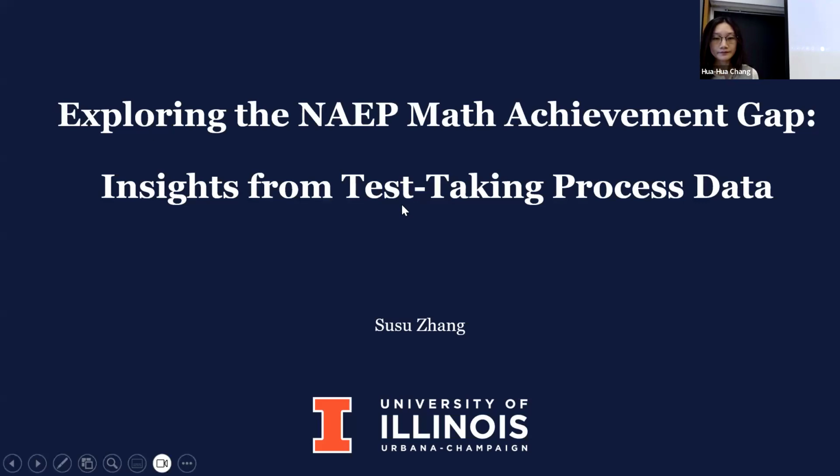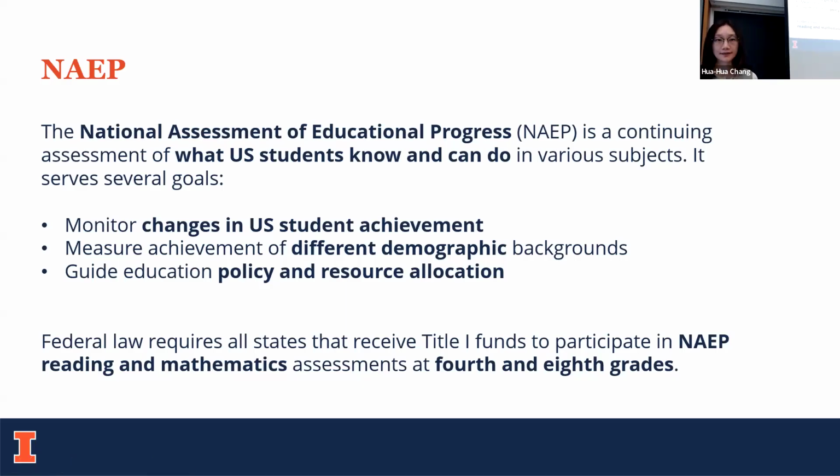Right. So the NAEP stands for the National Assessment of Educational Progress. And this is a continuing large-scale assessment of what US students know and can do in various subjects. Administered about every 2 years, it serves several goals. The first is to monitor changes in US student achievement. It measures the achievement of different demographic backgrounds, and it tries to ultimately guide education policymaking and resource allocation. Federal law mandates that all of the states that receive Title I funds need to participate in NAEP reading and mathematics assessments for their students at 4th and 8th grades.